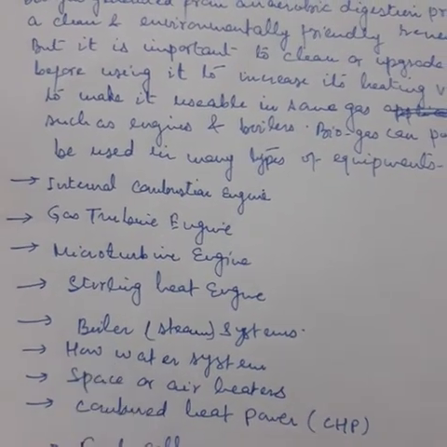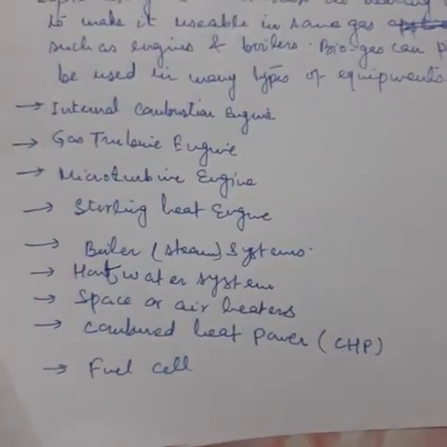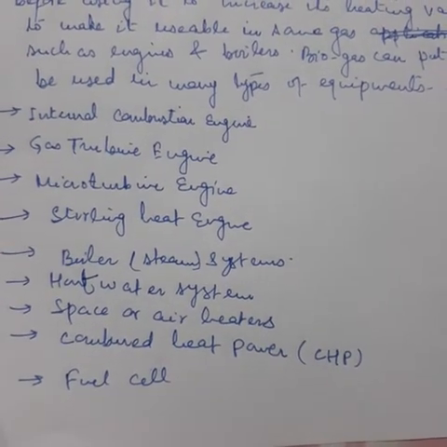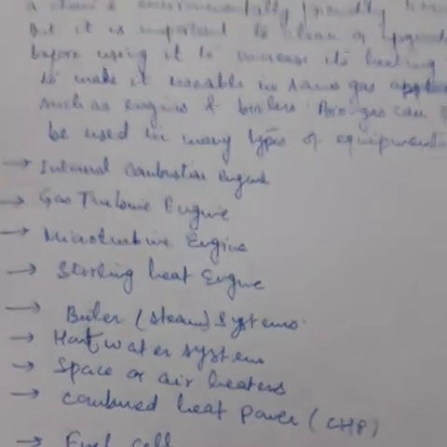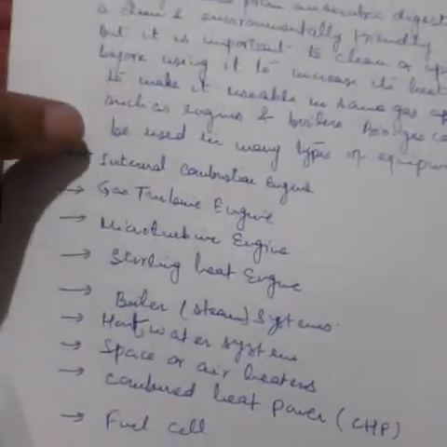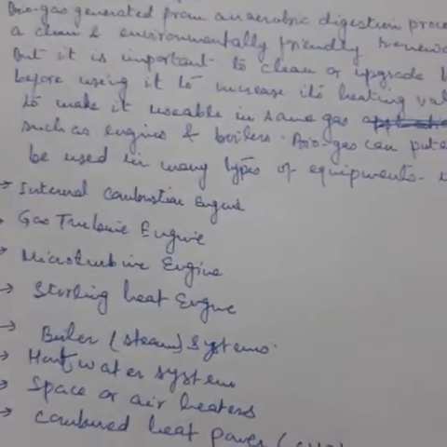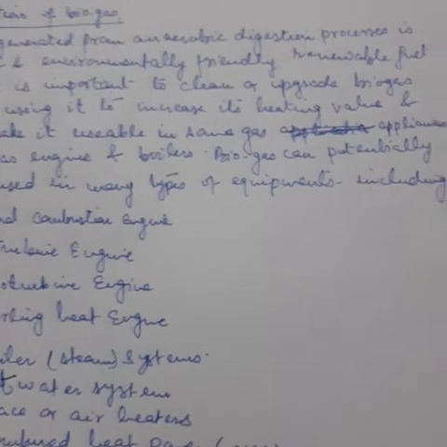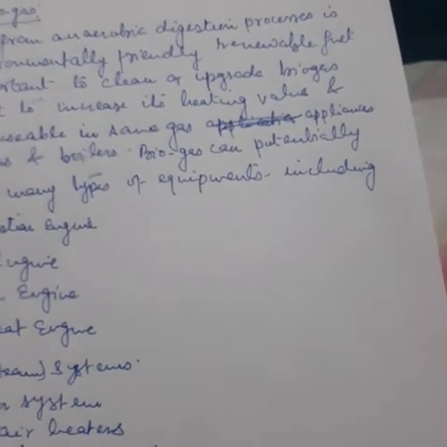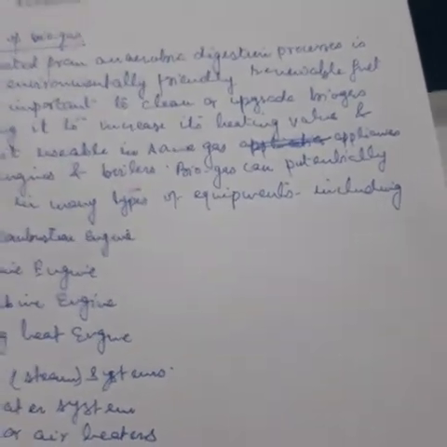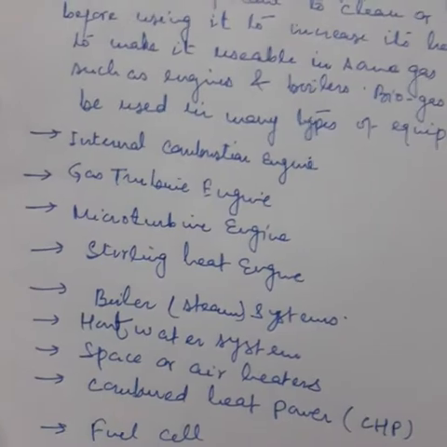Next is the hot water system. Next is space or air heaters. And then combined heat and power, which we call CHP. And now the fuel cell. So these are the various appliances where biogas is used. We know that gas plays a very important role in engine running. So in the IC engine, gas turbine engine, micro turbine, Stirling, boiler, and water system, combustion occurs by ignition of the fuel in the form of gas. So this is the main utilization area of the biogas.